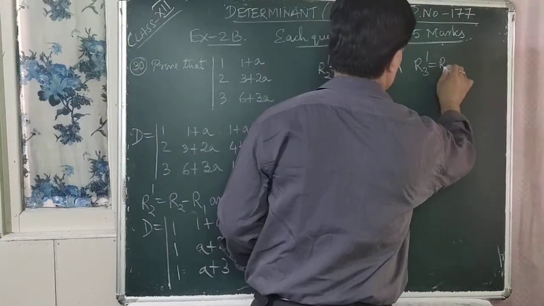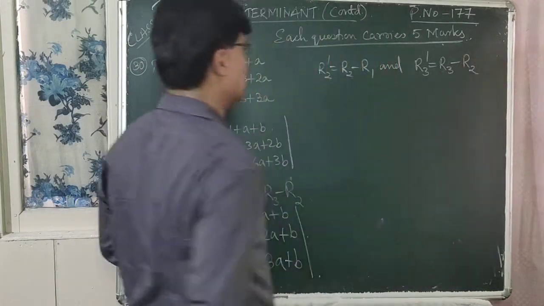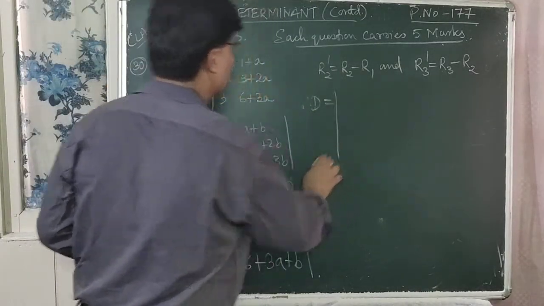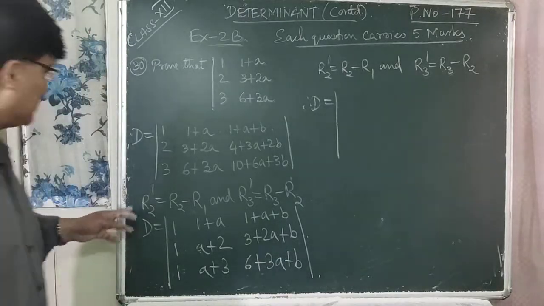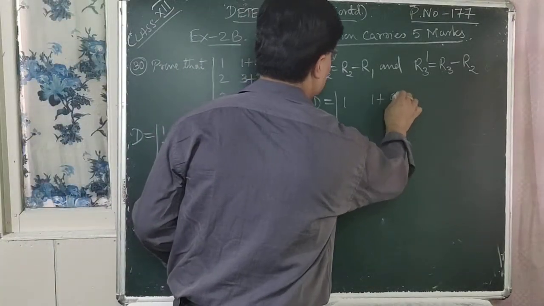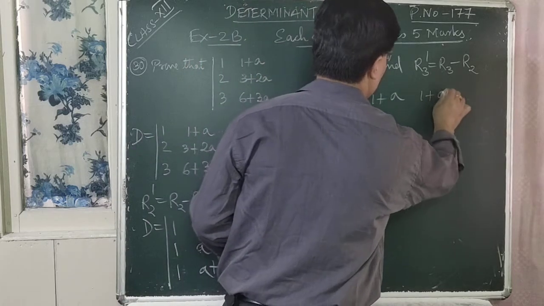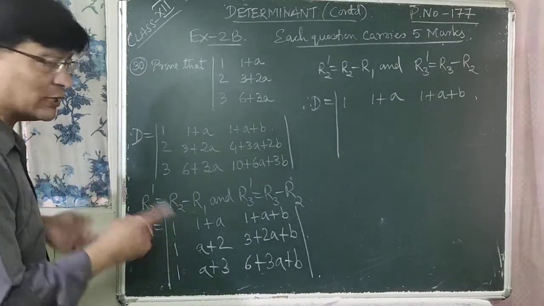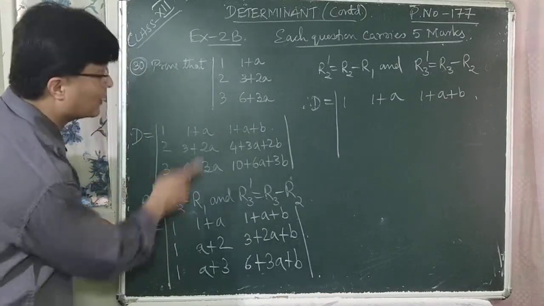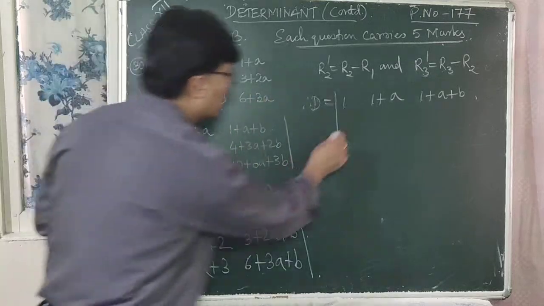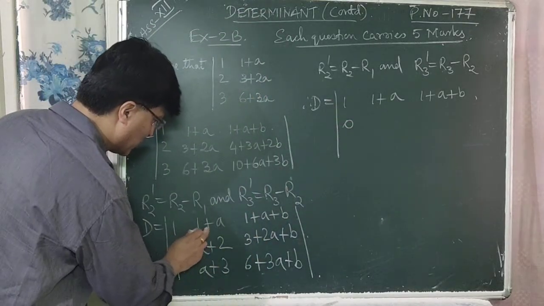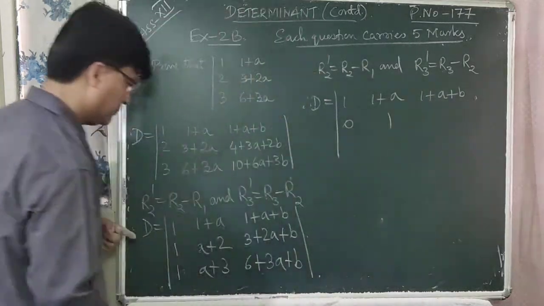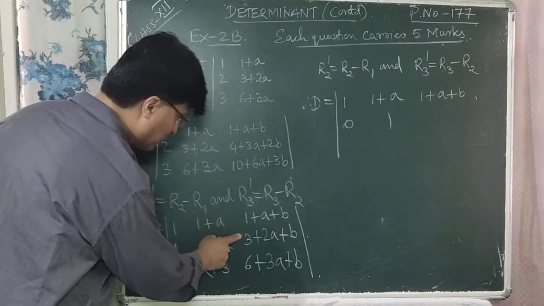Let us use R3 minus R2. Now D is equal to, the first row remains the same: 1, 1 plus A, 1 plus A plus B. What is R2 dash now? Row 2 is changing. R2 minus R1: 1 minus 1 is 0. A plus 2 minus 1 minus A, that is A minus A is 0, and 2 minus 1 is 1. Then again 3 minus 1 is 2.